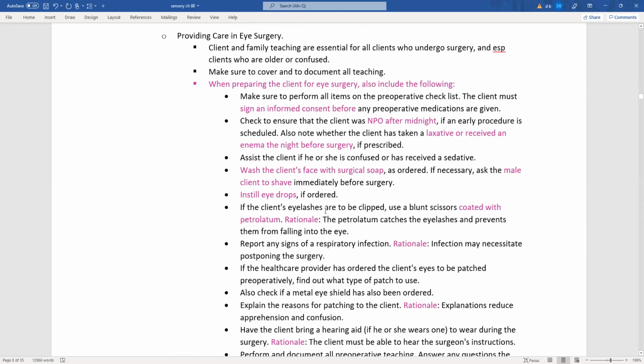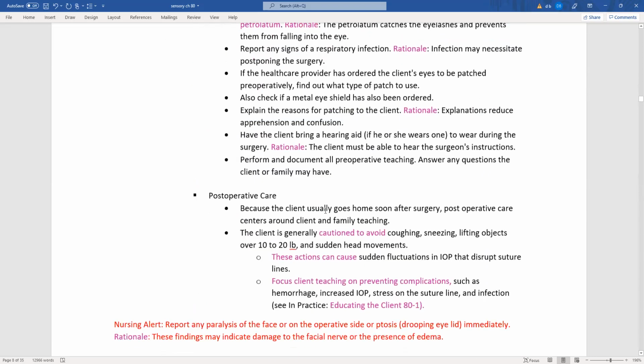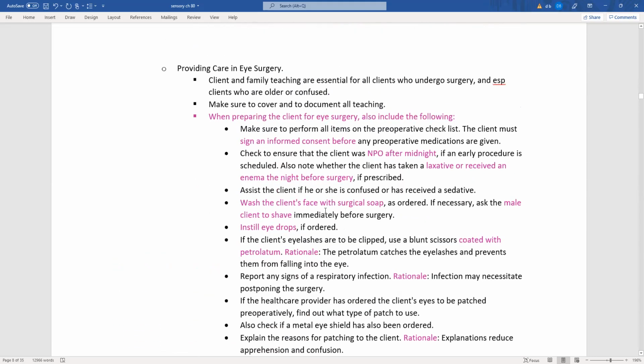Okay, we're going to be talking about providing eye care in surgery. Okay, so y'all, I forgot where I stopped on this page, but let's pick up. Let's start with providing care in eye surgery.